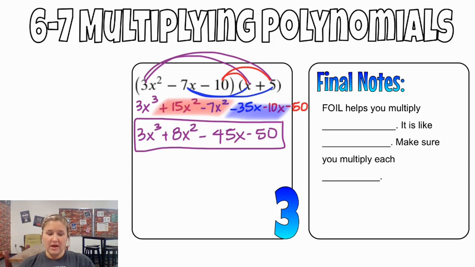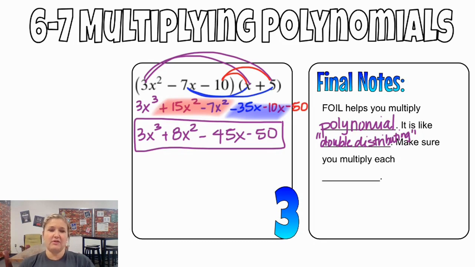So just some things to wrap up. Remember that FOIL helps you multiply polynomials. So that, remember, is a multiple term expression. So with 3 terms, you have a trinomial. With 2 terms, you have a binomial. With multiple terms, you're going to have a polynomial. So basically what we have here, it's like double distributing. That's what I like to call it. So it's like double distributing or triple distributing.